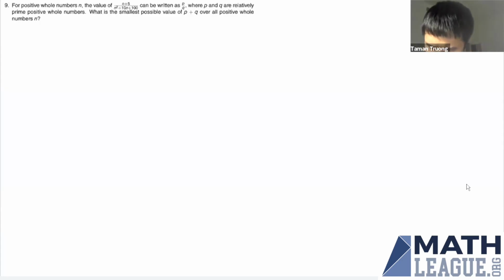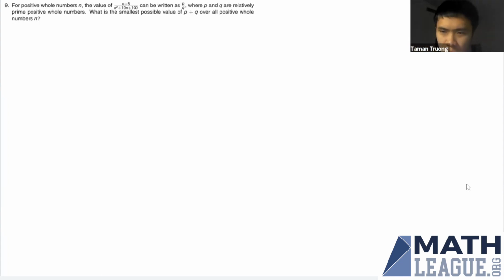Today I'd like to go over T number 9. All right. So we have for positive whole number n, the value of (n + 5) over (n squared + 10n + 100) can be written as p over q, where p and q are relatively prime positive whole numbers. And we need to find the smallest possible value of p plus q over all positive whole numbers n.